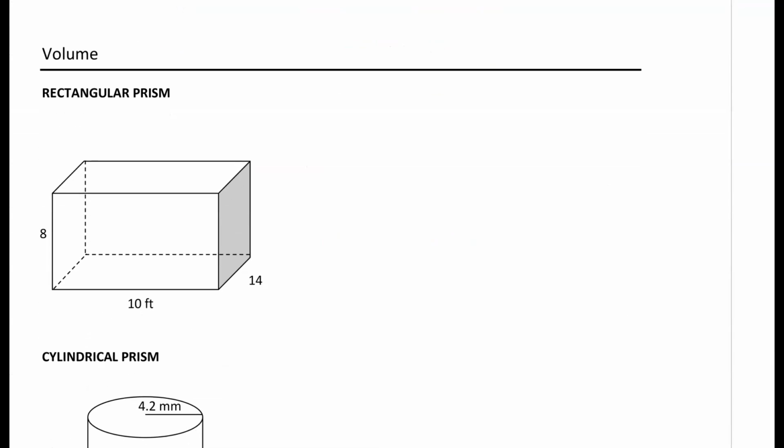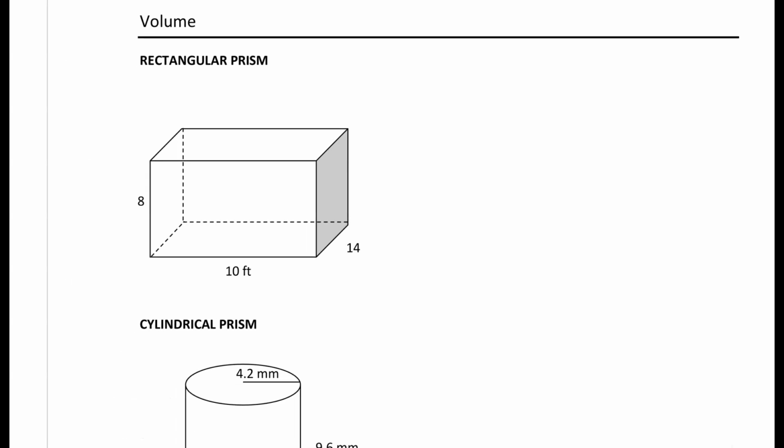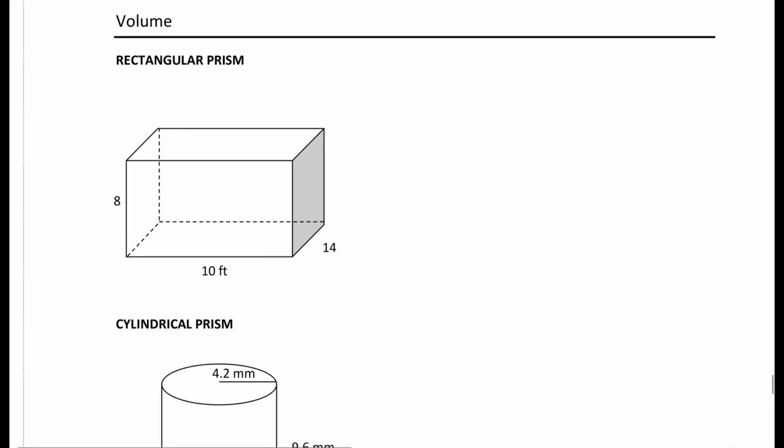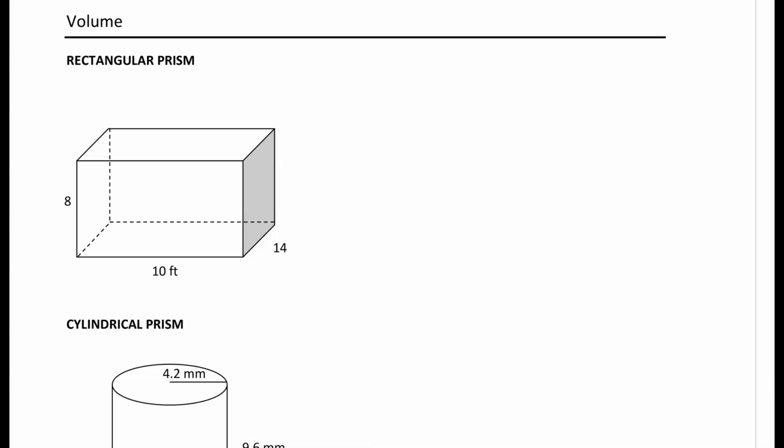Moving on to volume now. Just like surface area, we're going to have a lot more formulas that we're going to be working with, but a reminder, you will be given all these formulas on your assessments. For this one here, we're looking at a rectangular prism, and we want to calculate the volume. Our formula for volume is length, so volume equals length times width times height.